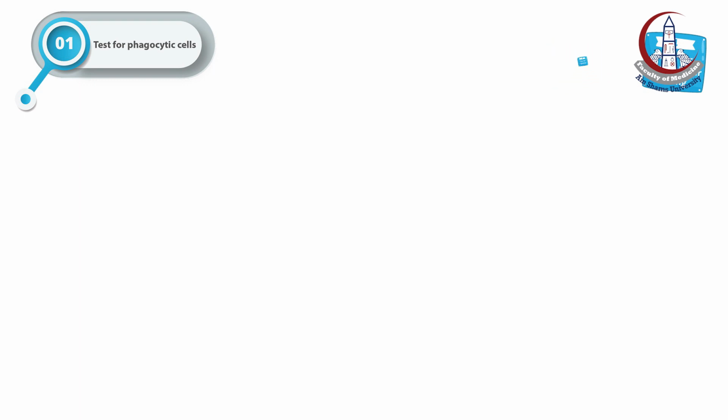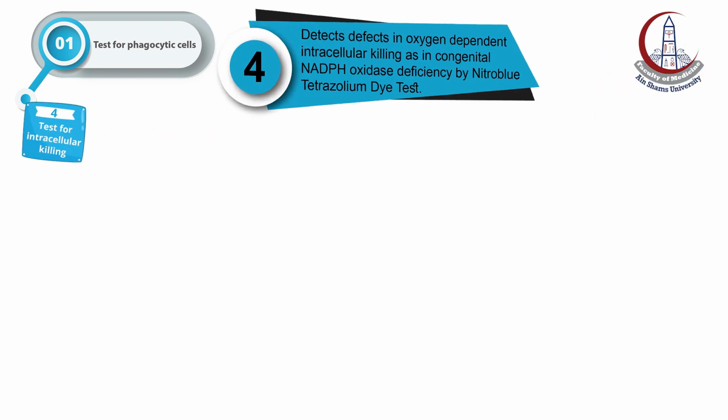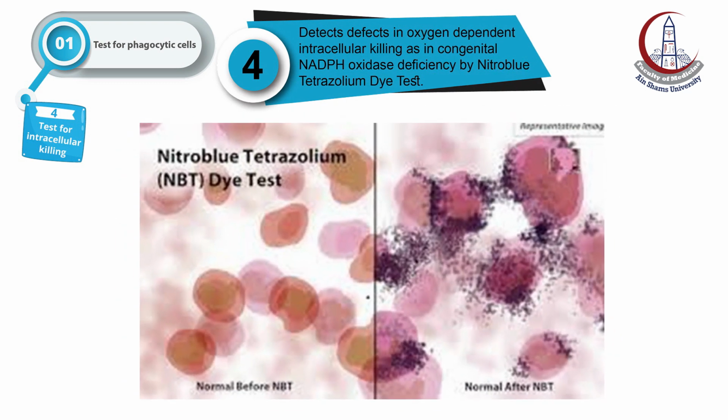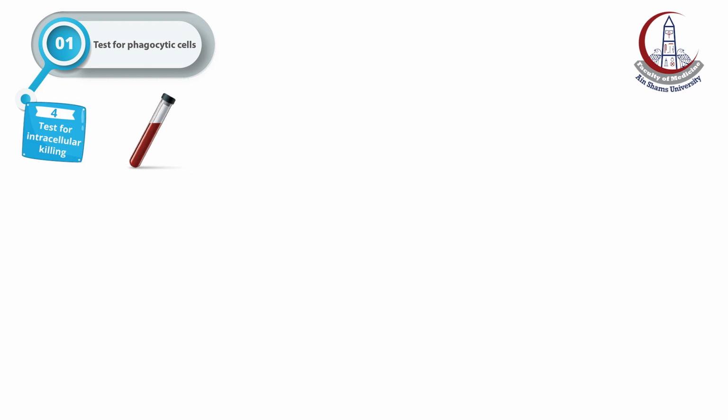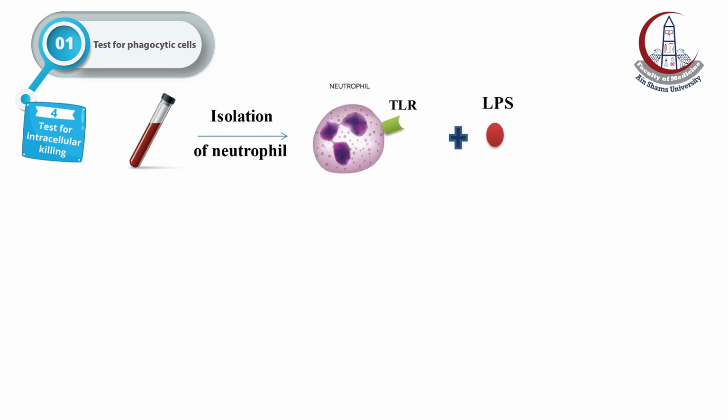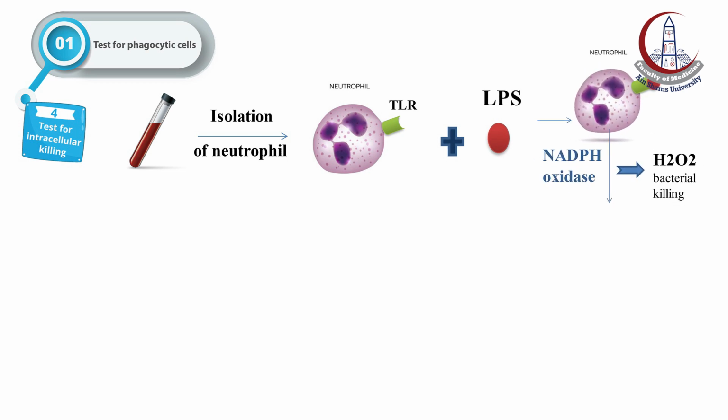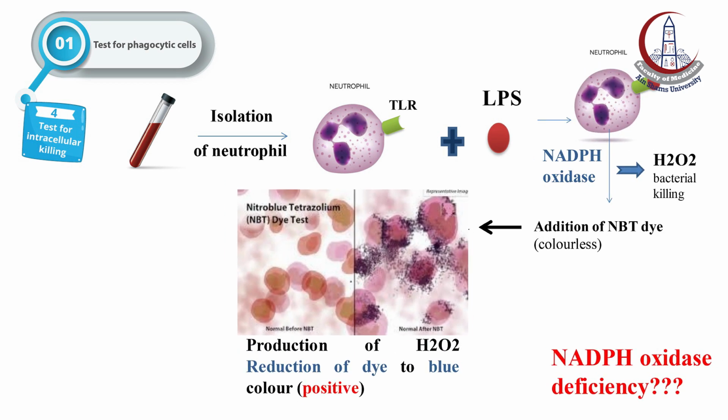Finally, we can test for the function of intracellular killing of macrophages. Defects in oxygen-dependent intracellular killing, as in congenital NADPH oxidase deficiency, for example, are detected by the nitro-blue tetrazolium test. In this test, a blood sample is taken from the patient. Neutrophils are isolated from blood and stimulated with lipopolysaccharide, the receptor for which are toll-like receptors, to produce superoxide. Then the NBT dye is added.